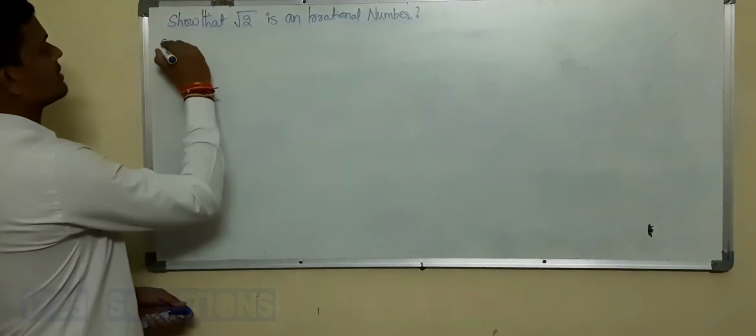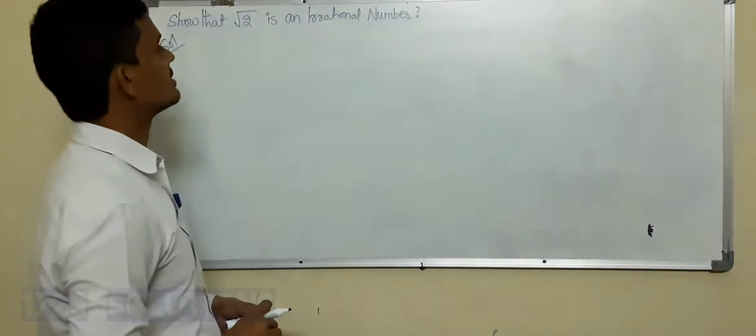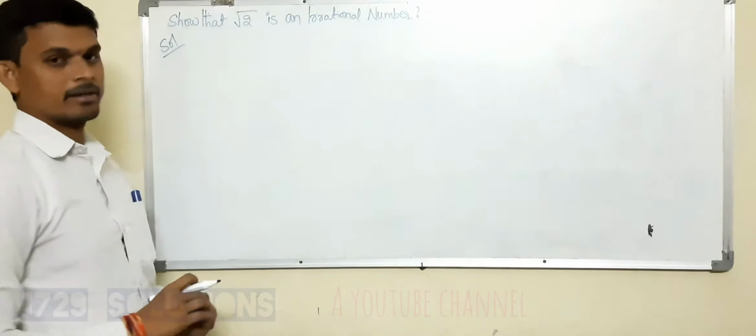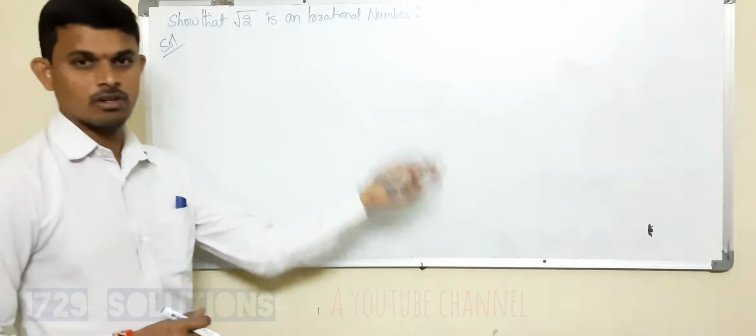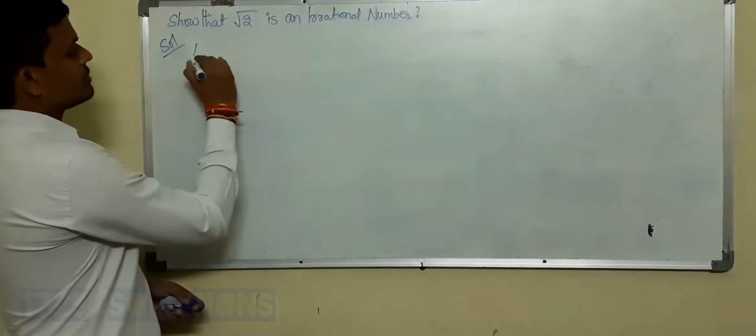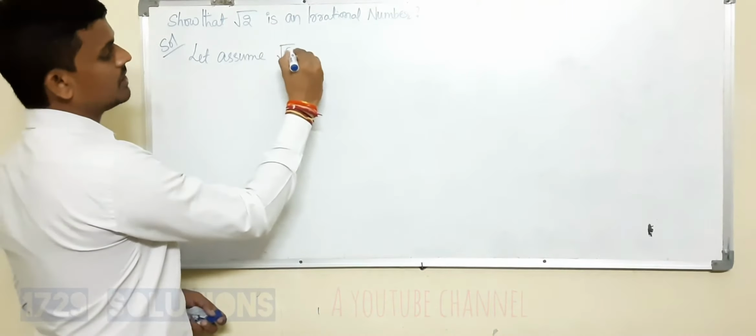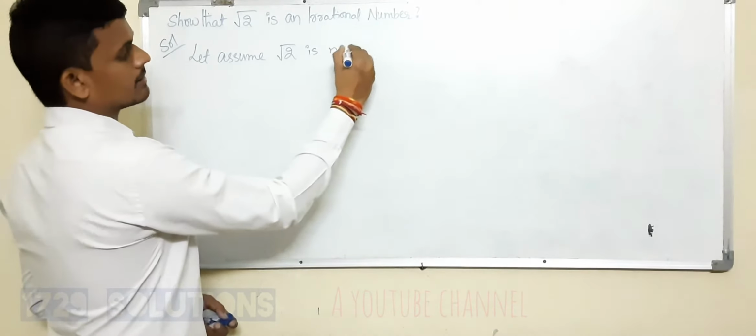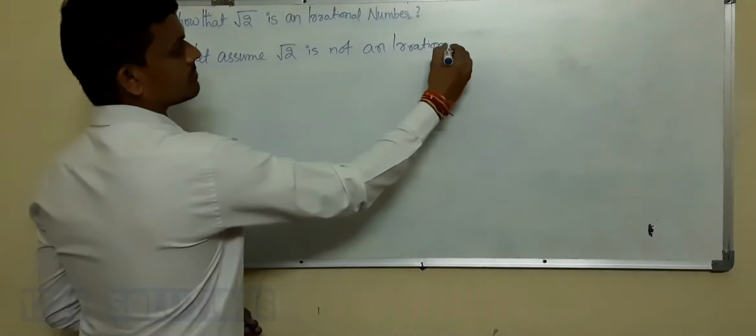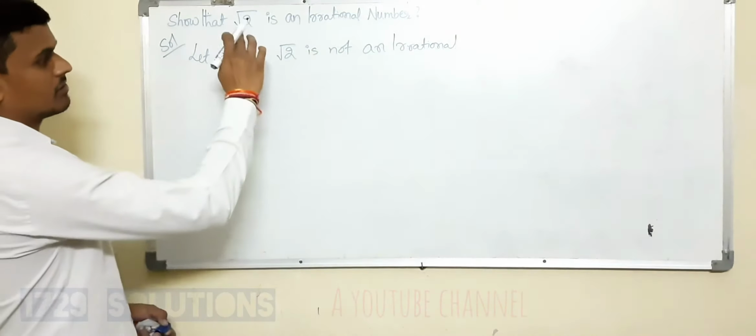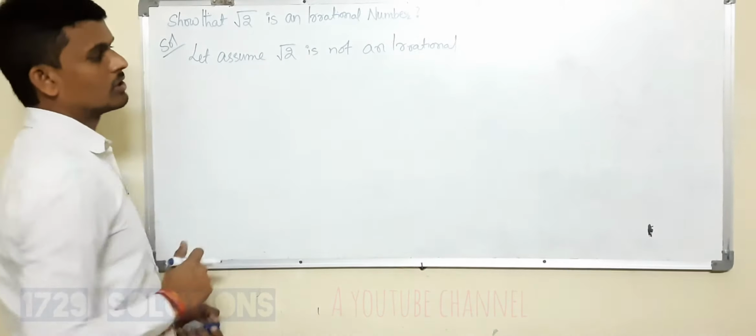So let me discuss. First of all, we go to this method to prove this answer by the indirect method. Indirect method means what we want to prove, we assume that it is a wrong statement. So let us assume root 2 is not an irrational number. This is the meaning of indirect method. What we want to show is root 2 is an irrational number, but instead we take root 2 is not an irrational number.